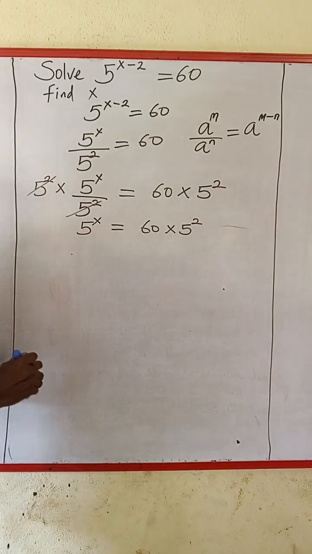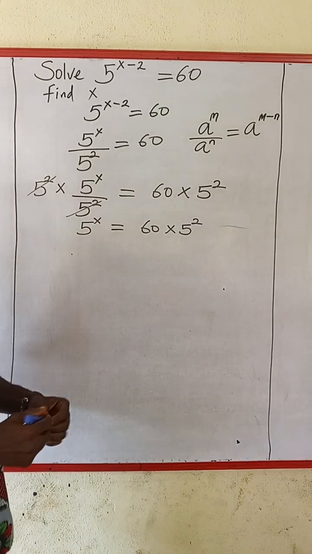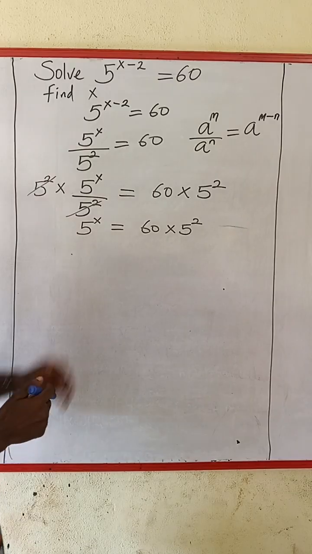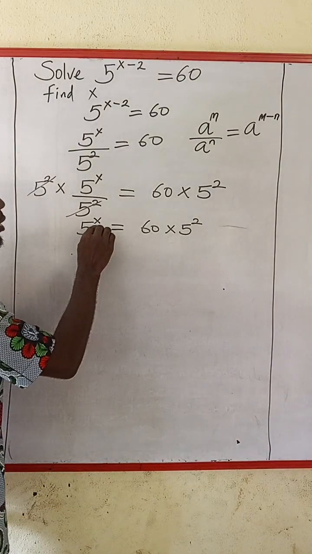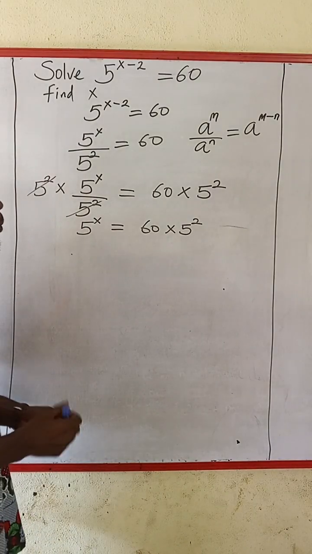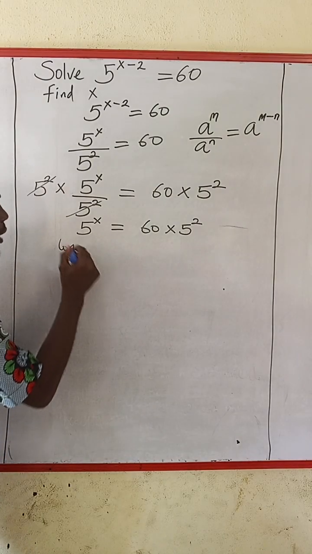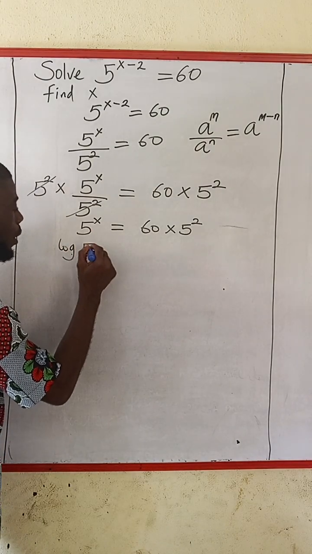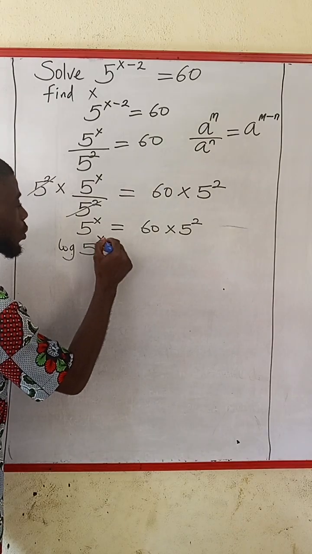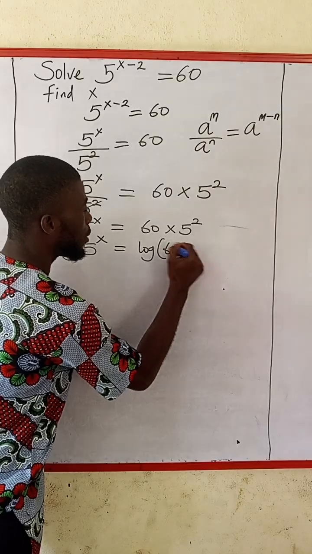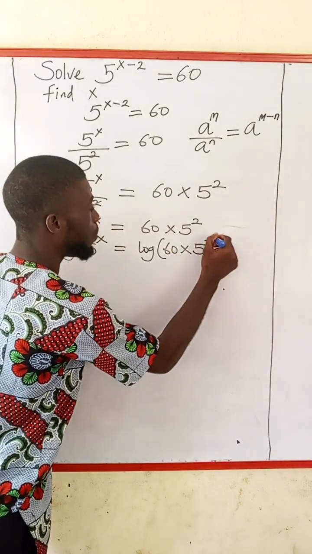Now our problem here is that the variable that we are looking for is still a power on the left hand side. So how can we make it the subject of the formula? We can decide to take the logarithm of both sides. So if I take log of the left hand side, this will now be log 5 raised to the power of x is equal to log 60 times 5 raised to the power of 2.